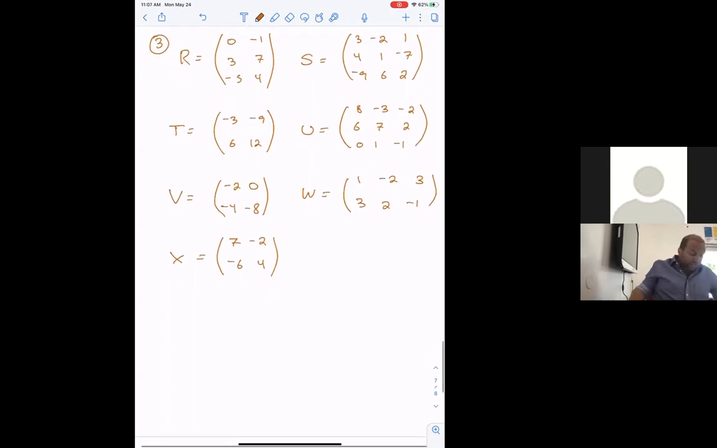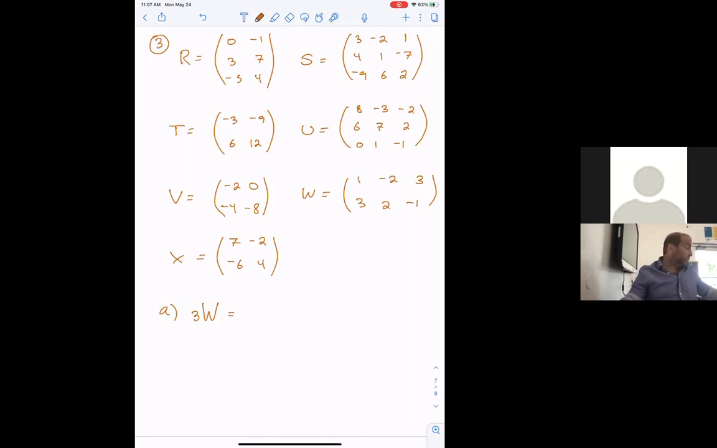It says, find each of the following if possible. If not possible, explain why. And then it says, check your answers using technology. I don't know what they mean by that. Put your matrices into a calculator and do it, I guess. So the first one is 3W. This is the scalar 3 multiplied by the matrix W. So like before, as always, pause, check, etc.